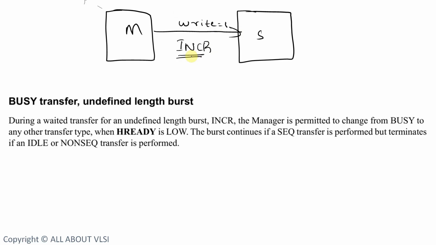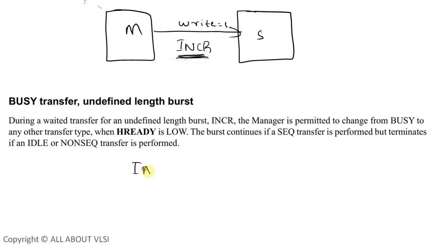Now what do you mean by undefined length burst? Undefined length burst means we don't know how many packets we are going to send, or how many packets we are going to receive in the case of a read operation. Now how will the slave come to know the number of beats the master is expecting, because there is no number of beats mentioned here, it is just simply INCR? This might be a doubt for many of you, so let us try to clear it.